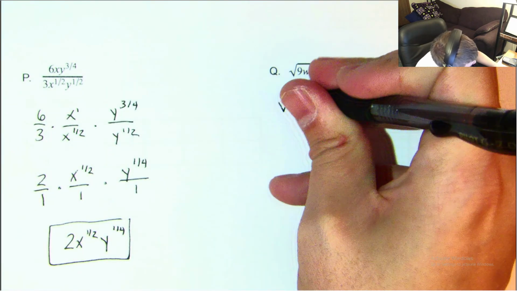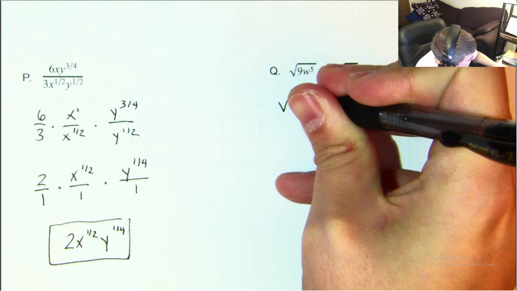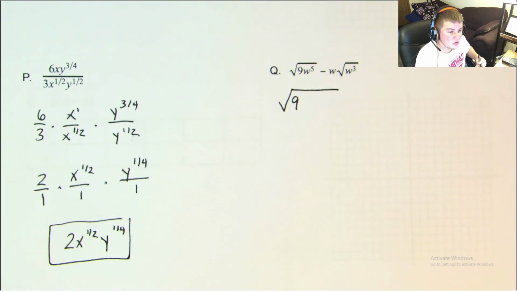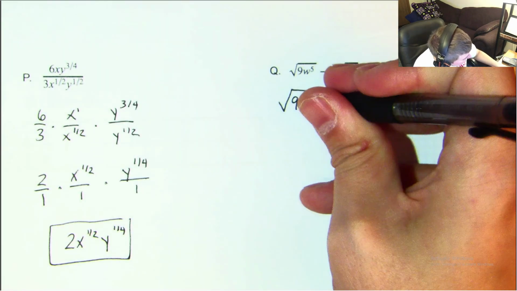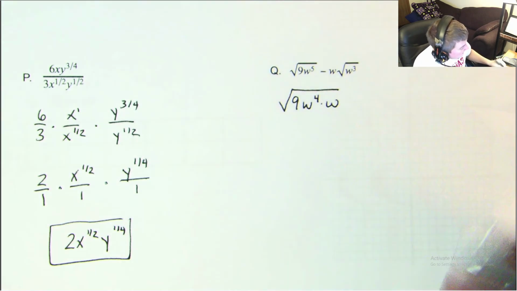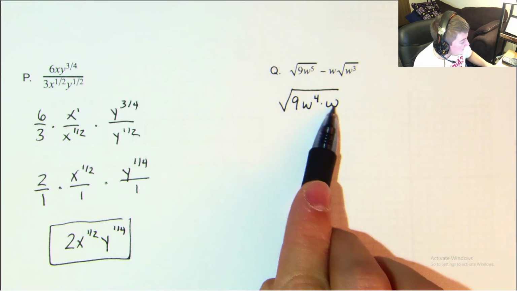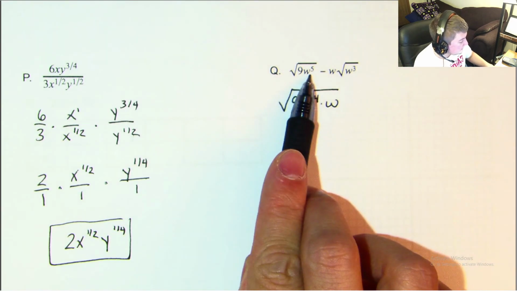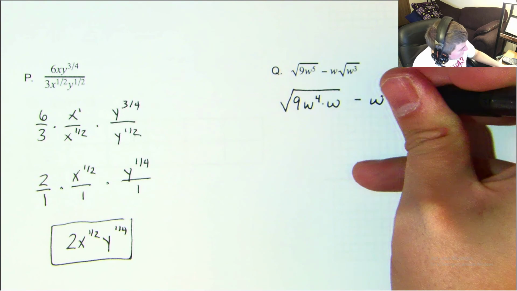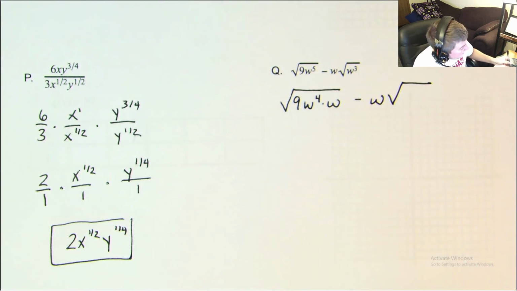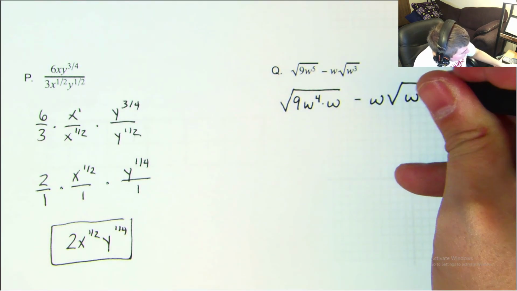Okay, so it looks like I'm going to say perfect square, 9 is a perfect square. And how can I break w to the 5th up so that it's a perfect square and a non-perfect square? Well, I can go ahead and say w to the 4th times w. W to the 4th is a perfect square, and w is not. But when I multiply them together, I get w to the 5th. And I'm going to take away w times the square root of w to the 3rd. I need, again, to split that up so that I have a perfect square and a non-perfect square. So I can split that up by saying w squared times w.